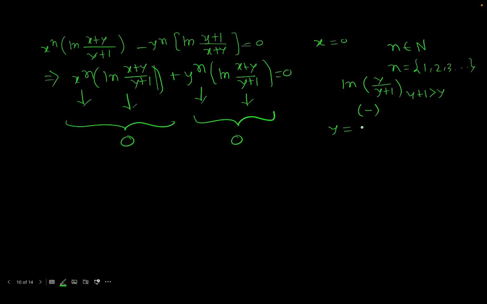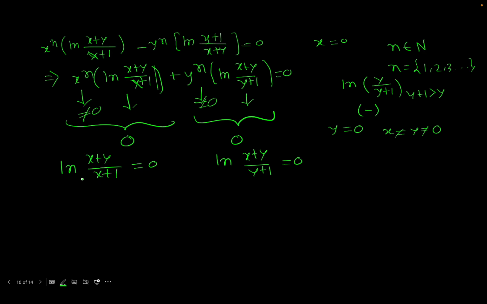And for y equal to 0, we will get here ln x, oh sorry, it will be x. So for y equal to 0, we will get ln x by x plus 1, and that's again the same case. So it's not possible. That means x to the power n will not be 0 and y to the power n will not be 0. So the remaining is ln x plus y by x plus 1 will be 0 and ln x plus y by y plus 1 is equal to 0.